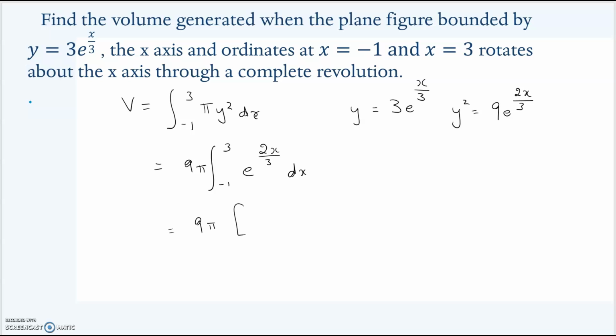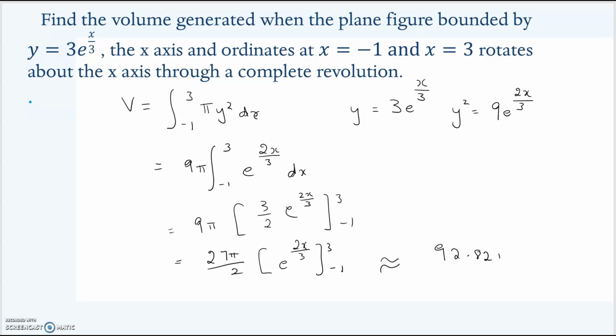Very straightforward at that stage. e to the 2x over 3 divided by 2 over 3, so that becomes times 3 over 2. And again, you could, before you did anything, take the 3 over 2 out. And number crunch. May as well leave it in terms of pi unless you're asked otherwise.